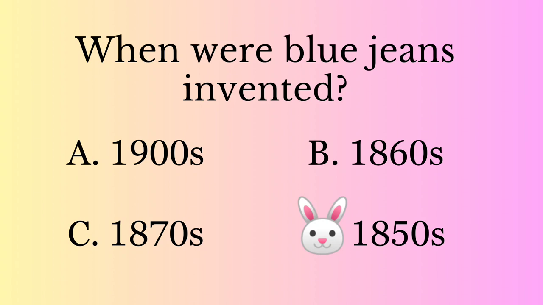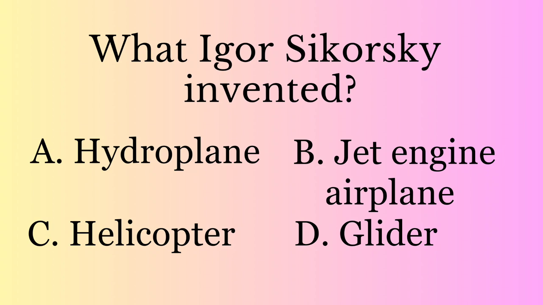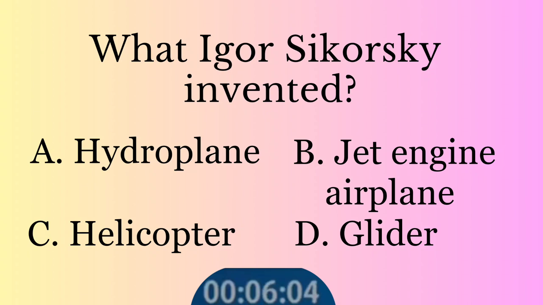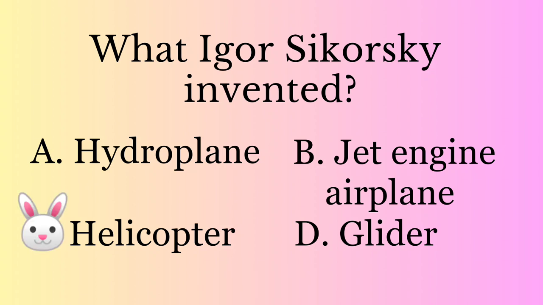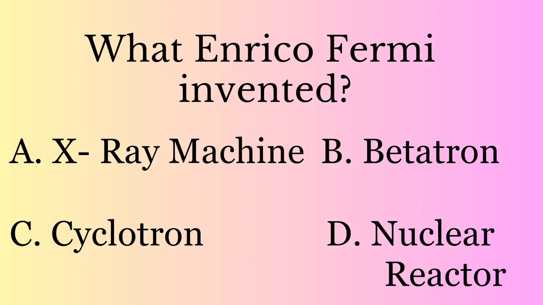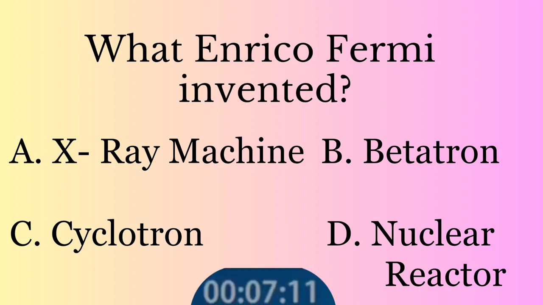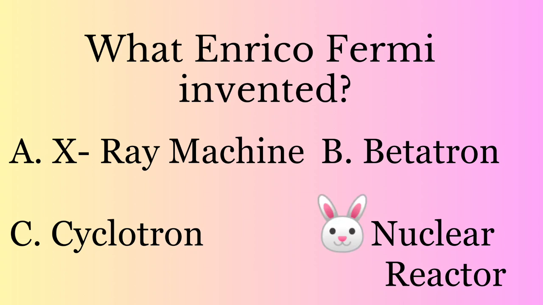The first blue jeans were invented by tailor Levi Strauss. Who invented tougher working pants for the miners of the California gold rush? What did Igor Sikorsky invent? Helicopter. In 1939, what did Enrico Fermi invent? Nuclear reactor in 1942.